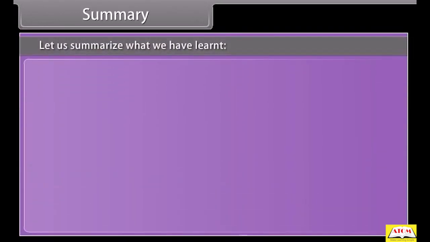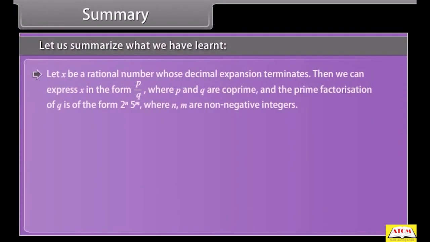Summary. Let us summarize what we have learned. Let x be a rational number whose decimal expansion terminates. Then we can express x in the form p upon q, where p and q are co-prime, and the prime factorization of q is of the form 2 raised to the power n, 5 raised to the power m, where n, m are non-negative integers.